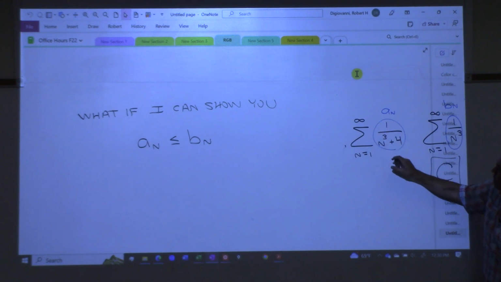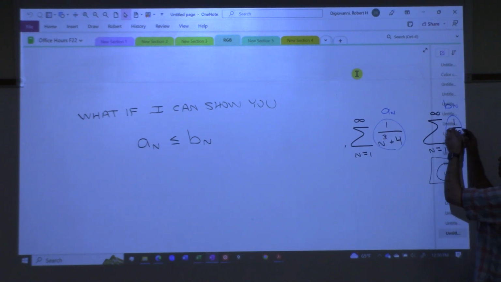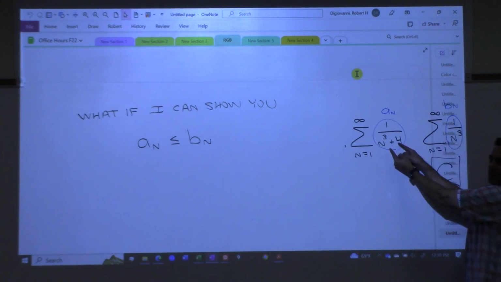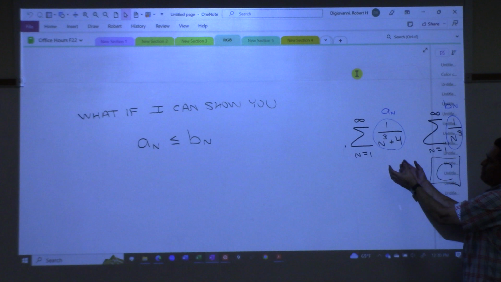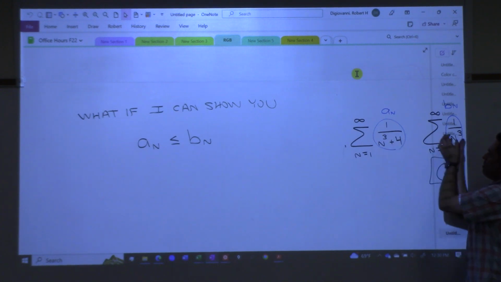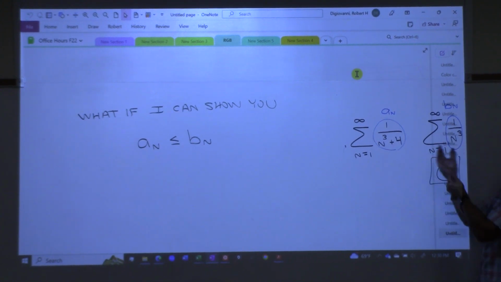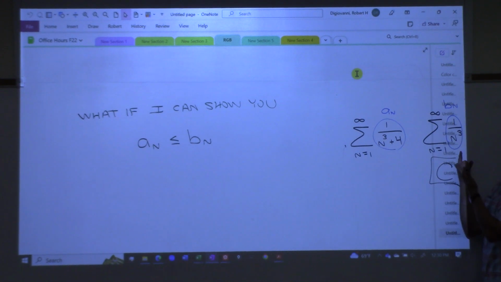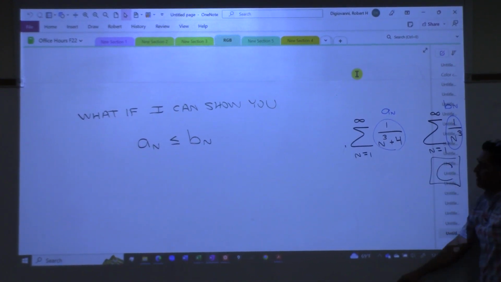So if these guys are bigger than those guys, and these add up to be a finite number, then what must these add up to be? A finite number as well. It's like if I can show you that these are always smaller than those, then they should add up to be less than that. And if that's a number, then we're done. Right? So is it true?